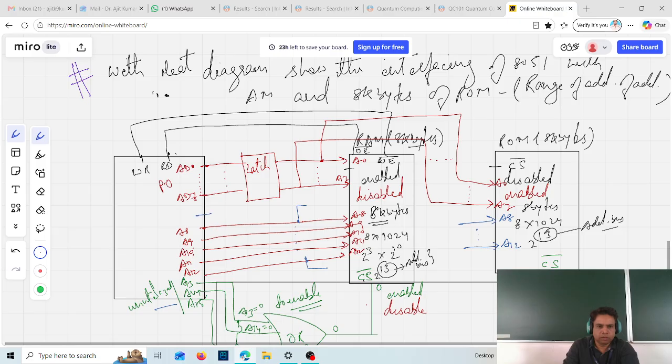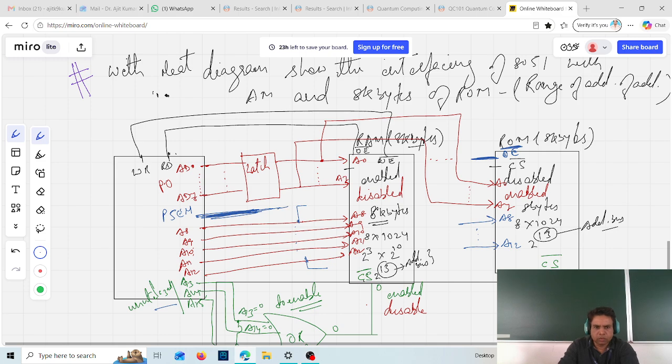So I'll show here PSEN. This PSEN will be coming as input here, as input to the OE pin of your ROM. So this is now the complete connection. You can show this simply.